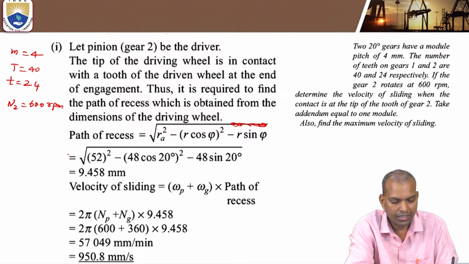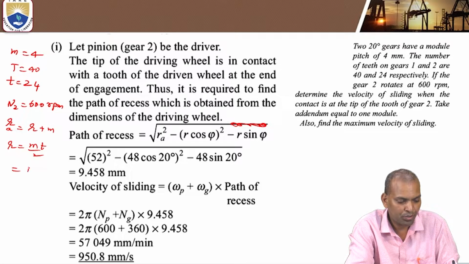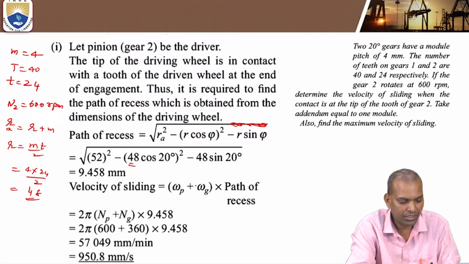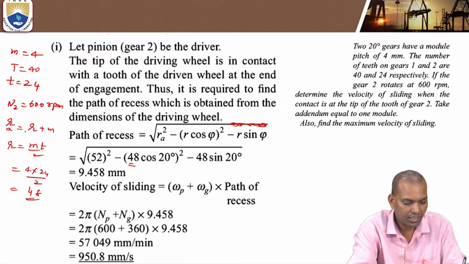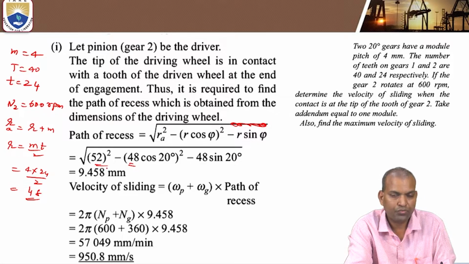We know that RA equals the pitch circle radius plus module M. Then R equals M into small t by 2, that is module 4 into t, 24 by 2. That is 48. That RA equal to 48 plus 4, that is 52. Then RA equal to 52.